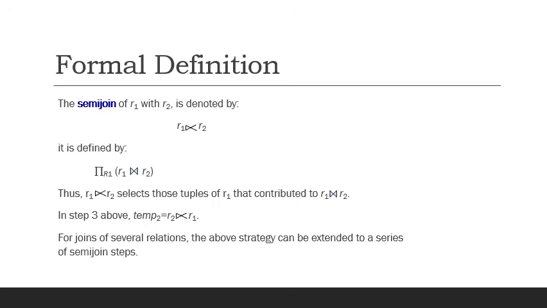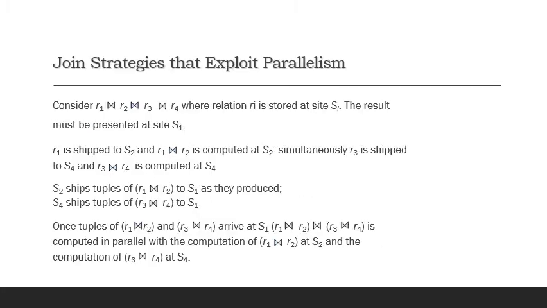This strategy is called a semi-join strategy after the semi-join operator of the relational algebra, denoted as in the figure. The semi-join of R1 with R2, denoted R1 semi-join R2, is the projection of R1 over the join of R1 and R2. Thus, R1 semi-join R2 selects those tuples of relation R1 that contributed to R1 join R2. In step 3, temp is equal to R2 semi-join R1. For joins of several relations, this strategy can be extended to a series of semi-join steps.